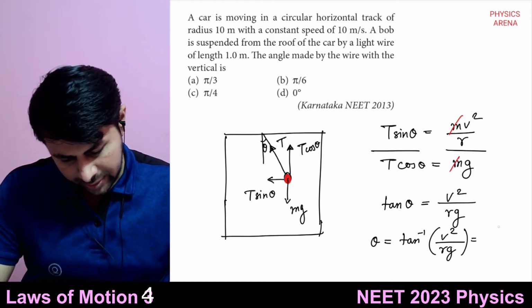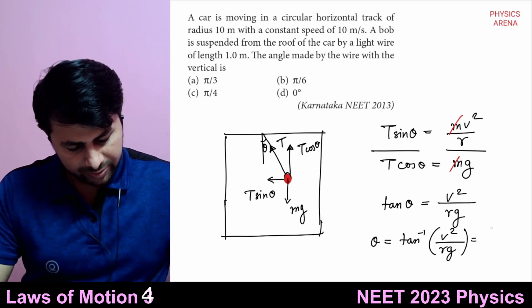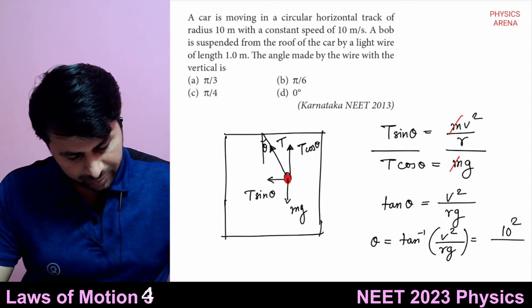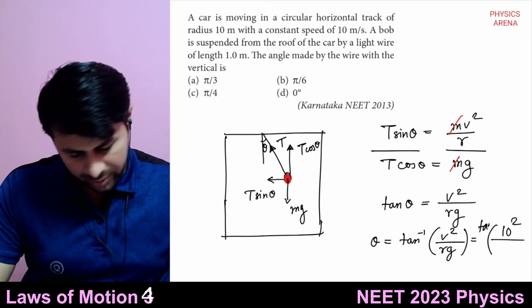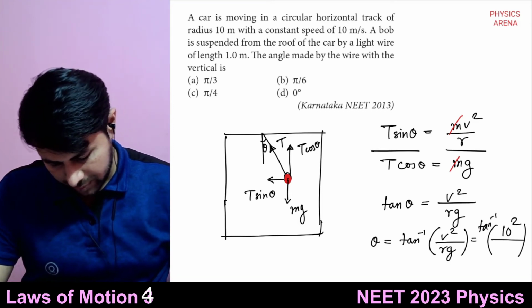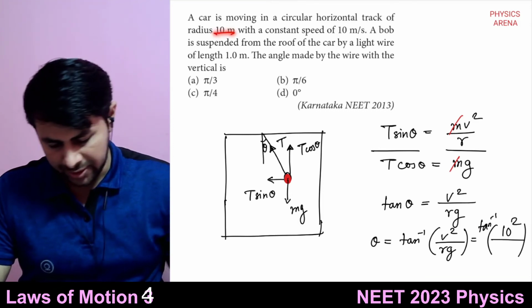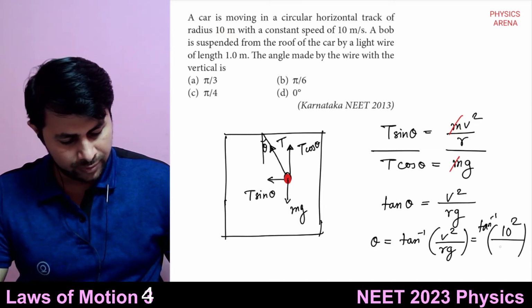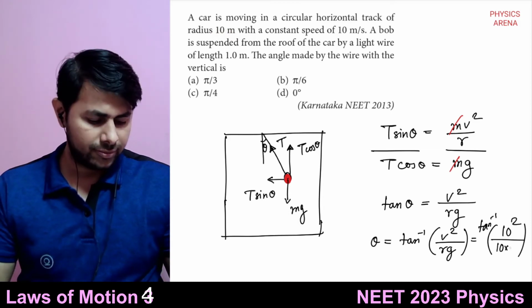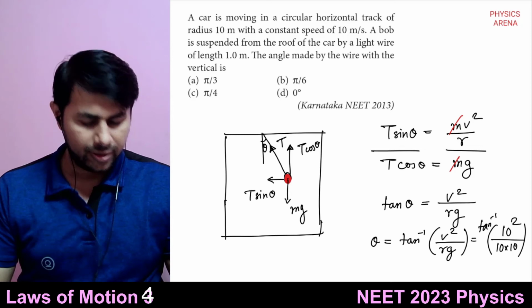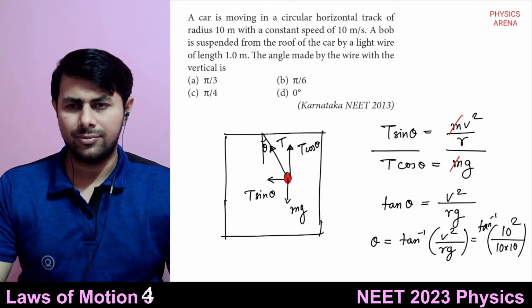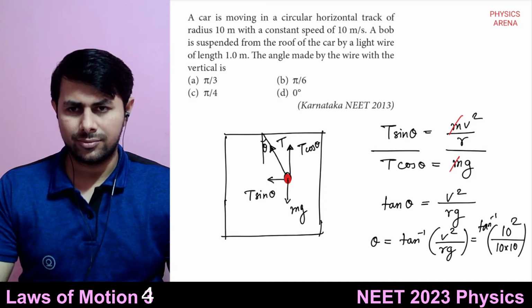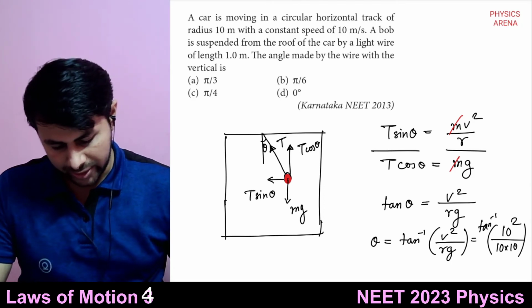Put the values. What is v? 10 meters per second, so 10 square. r is 10, g is 10. So 100 upon 100, 1. So which is that angle whose tan is 1? 45 degrees. So what's the answer?